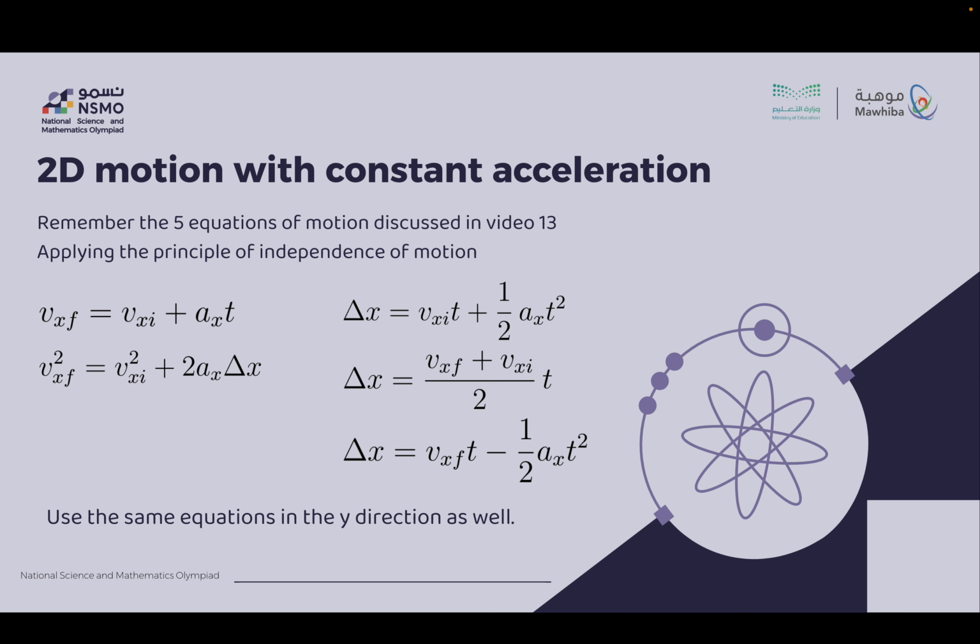Finally, let's talk about two-dimensional motion with constant acceleration. For this, we have to remember the 5 equations of motion discussed in video 13. Then we simply apply the principle of independence of motion. This means that we have the exact same 5 equations as we had in video 13, but specified in each direction. So these are the 5 equations of motion for the movement along the x-axis. And for the y-axis, you would use the exact same equations, just changing each x to y in all of them.